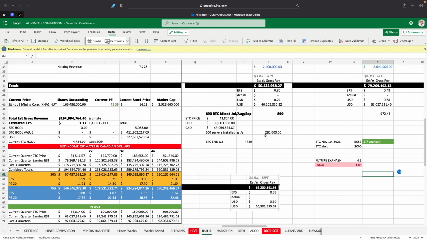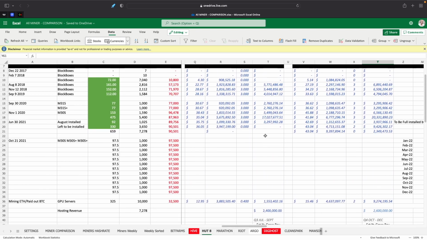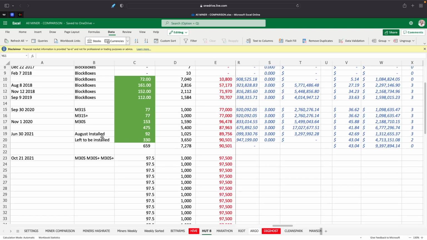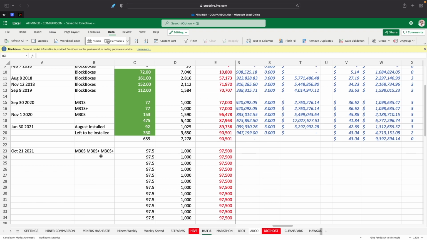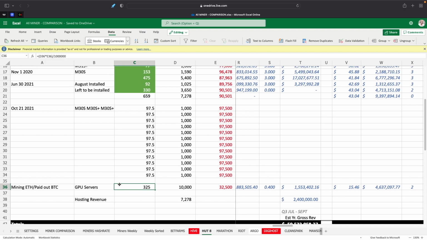But knowing what we know now, we were able to figure out what they are actually mining right now. I did change a couple of things here. Let me zoom this in for you guys. A couple of things that I changed was on the GPU miners, I changed those over to the 325 petahash, which they are converting over to Bitcoin anyways. They're not mining Ethereum on it, which is unfortunate. So they're mining Ethereum, paid out in BTC on that. So I changed that over.